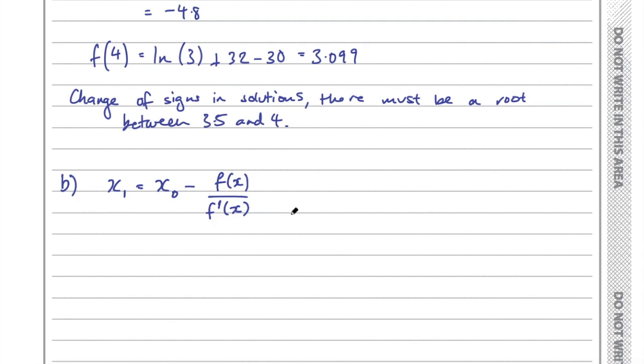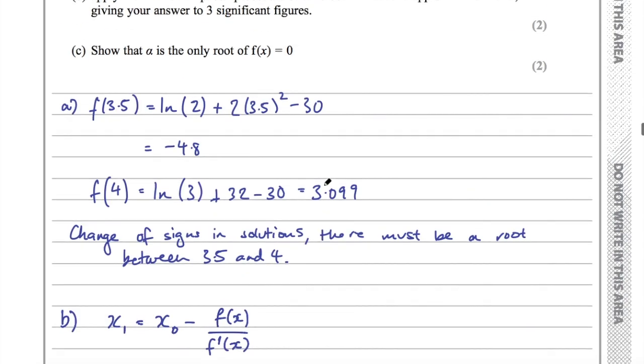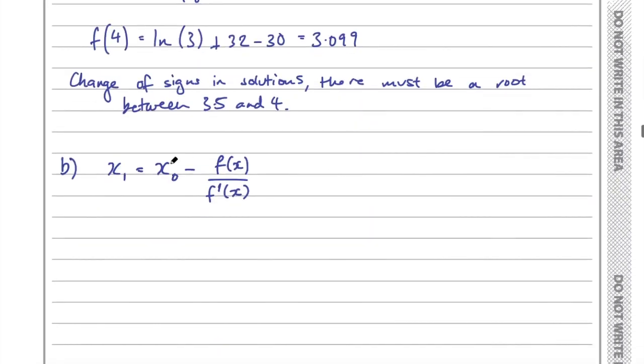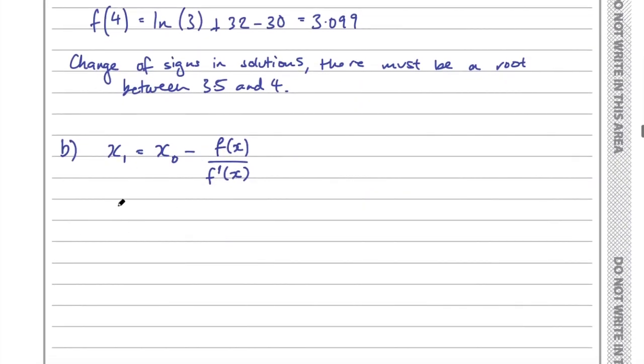Because it is fairly intuitive and it helped me understand where this comes from. But anyway, I'm sure if you're an A-level student, you've been taught this, or I hope you've been taught this. And because we have x0 and we have f of x and we have f dash of x, we can just plug those values into this equation to find x1.